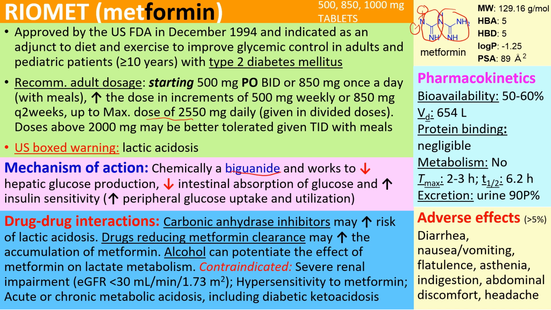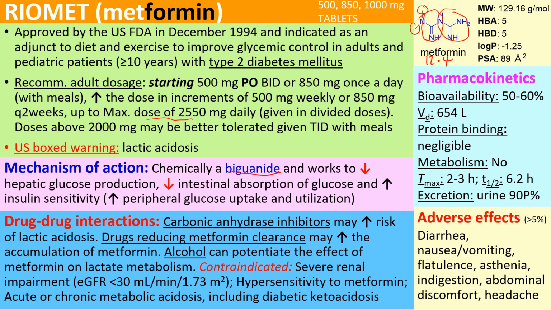Molecular weight is 129.16 gram per mole, hydrogen bond acceptor 5, hydrogen bond donor 5, log P is negative 1.25. Polar surface area 89 square angstrom. As mentioned, this drug molecule contains 2 guanidine motifs, biguanide, so therefore this is a very basic drug molecule. The pKa for this drug molecule is 12.4. So it's pretty basic.